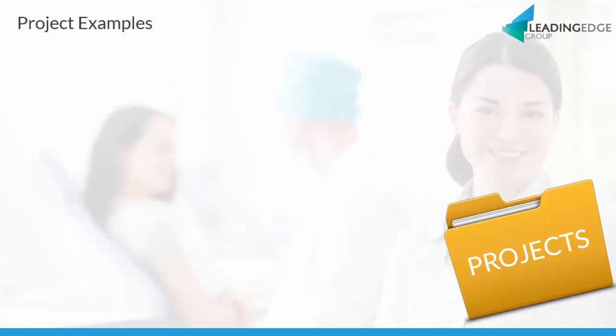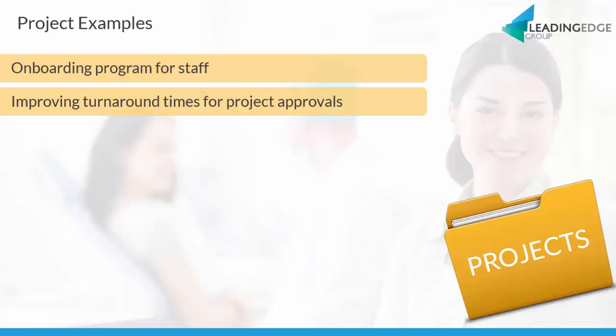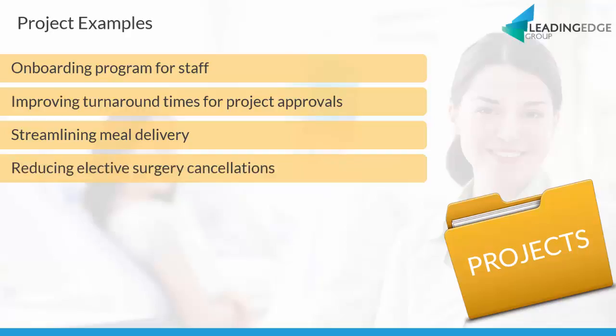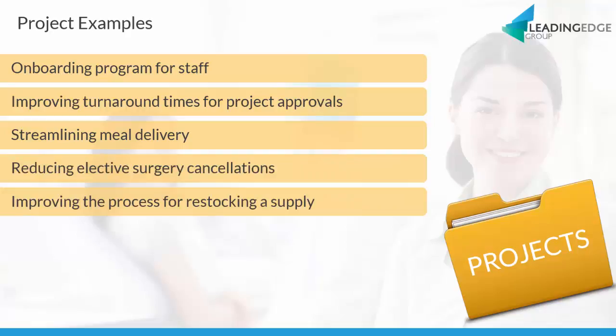So let's look at some project examples. Onboarding program for staff, improving turnaround times for project approvals, both really good examples of administrative elements or projects that can be used to demonstrate in a new environment on how the project process works. Streamlining meal delivery, again, a very relevant project. You're helping make a process that an end patient or client is requiring easier and more enjoyable. Reducing elective surgery cancellations. Improving the process for restocking a supply. Again, a very administrative but essential process to look at in terms of an improvement project.